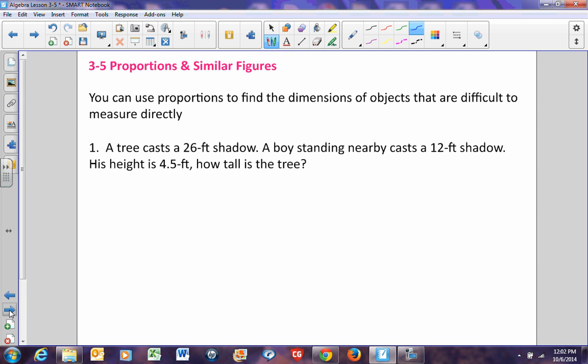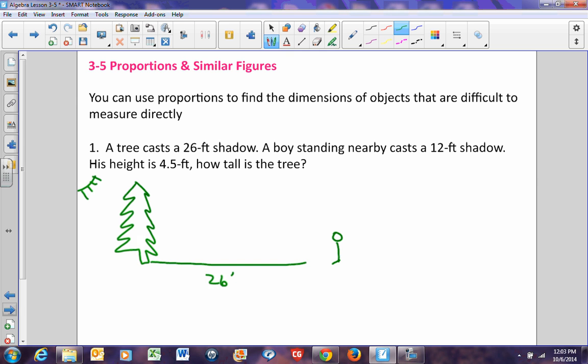To measure indirectly, we're just going to simply draw some pictures. And I'm not very good at drawing pictures, so please bear with my ugly looking pictures. A tree casts a 26-foot shadow. Okay, so here's my tree. Isn't it lovely? Okay, sun must be over here if it's casting a shadow that's going this way. Say the shadow is 26 feet. A boy standing nearby, and I'm really good at the stick figures. Here's my boy standing nearby. He had a smiling face on. He casts a 12-foot shadow.